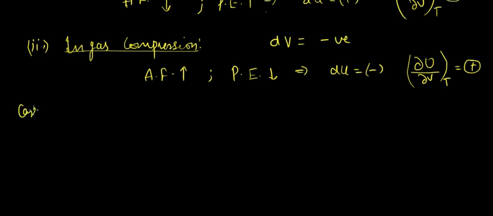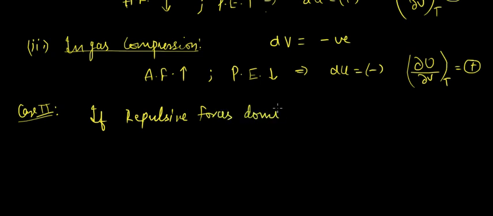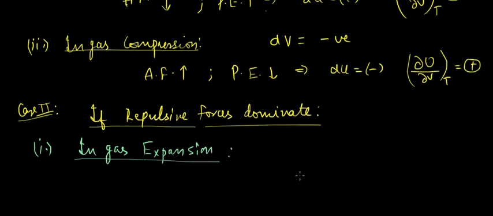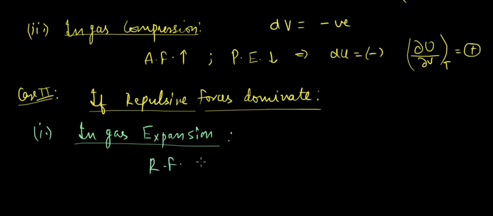Now let's see case 2, in which we have been given a real gas in which repulsive forces dominate. Again we'll be seeing two points inside case 2, which is, in case of gas expansion, we would have repulsive forces decreasing, and if repulsive forces are decreasing, what can we say about the potential energy?